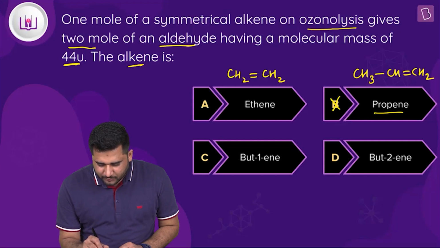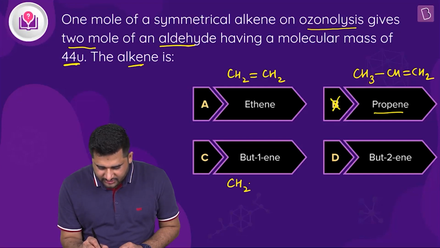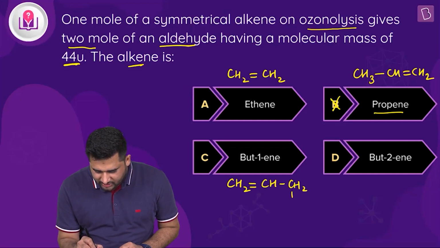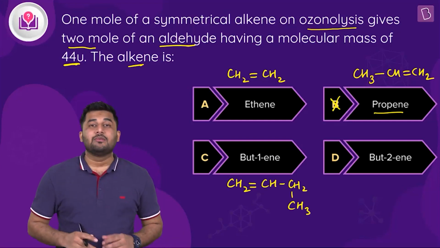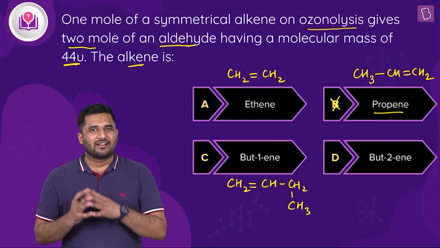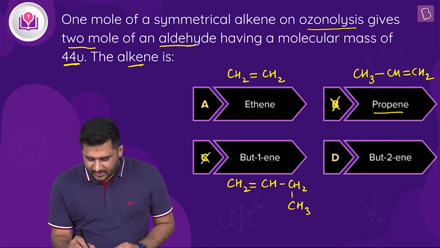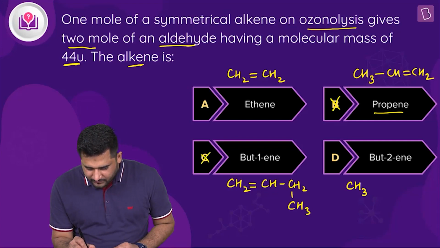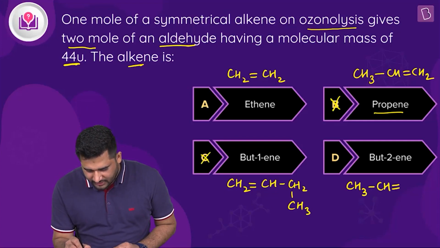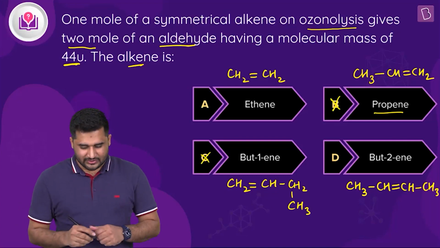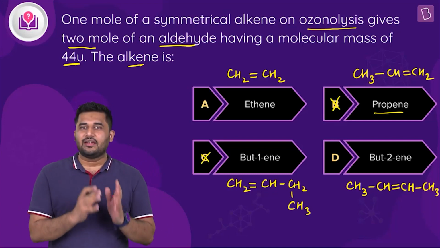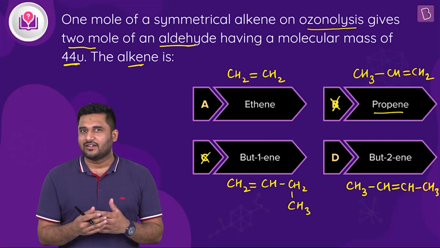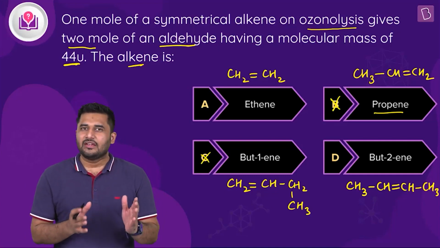Moving to option C, it is but-1-ene. Let's draw the structure. So it is CH2, CH, CH2 and CH3. So clearly you can see but-1-ene is not symmetrical, so this cannot be the answer. And option D is but-2-ene. So you can see but-2-ene will be like this. So yes, it is symmetrical. So yes, we can say that option A and D could be the answer, isn't it? Any one from the A and D.